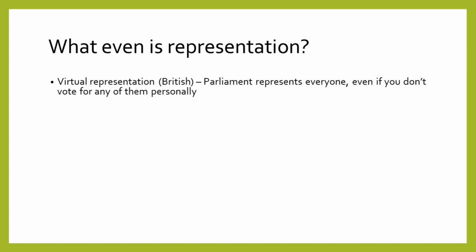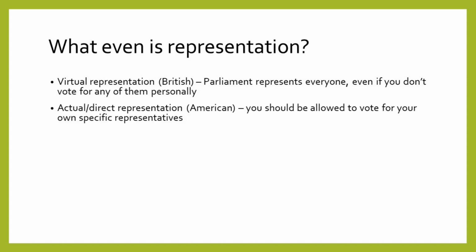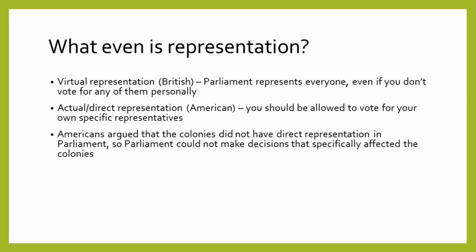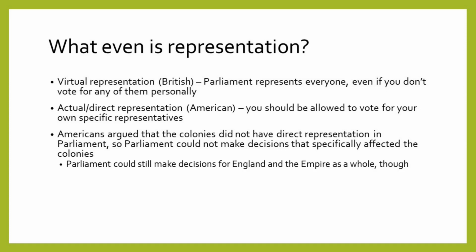Americans favored what's called actual representation, or direct representation, which is the idea that a community should be able to directly vote for its own representative, who would then serve the interest of that community in particular. By that definition, the colonists did not have representation in Parliament, which meant that Parliament shouldn't be able to tax them. They argued for a separation of powers where Parliament could make laws for England and the Empire at large, but only the colonial assemblies could make laws for the colonies.